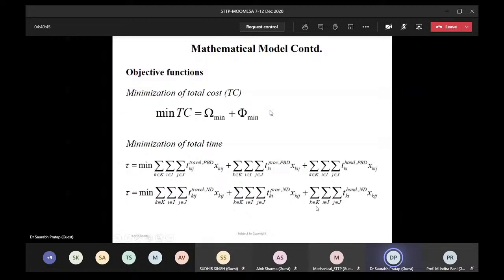So we have to minimize the total cost, and after that, the total time, because both are conflicting. If the customer is paying a greater amount of money, then the time will be reduced. So we can say both are conflicting with each other, so we have to identify a solution that will satisfy both the objectives.